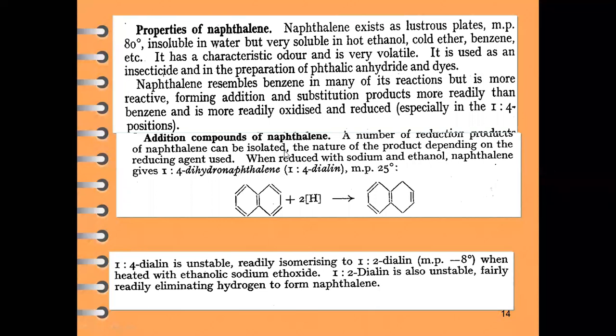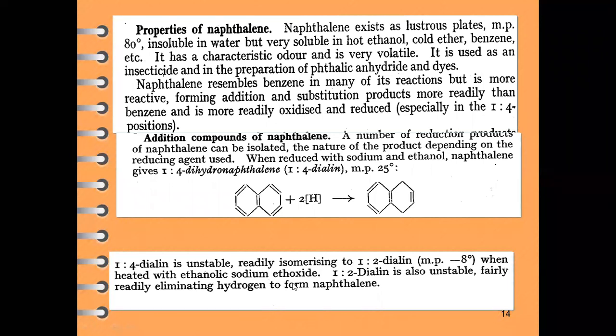So what will be the first chemical reaction of naphthalene? It is an addition reaction, a hydrogenation reaction, addition of hydrogen at position 1 and 4, and the double bonds at position 1 and 4 are saturated. Naphthalene is converted into 1,4-dialin, having a melting point of 25 degrees centigrade. This 1,4-dialin is unstable, readily isomerizing to 1,2-dialin, having a melting point of 8 degrees centigrade.